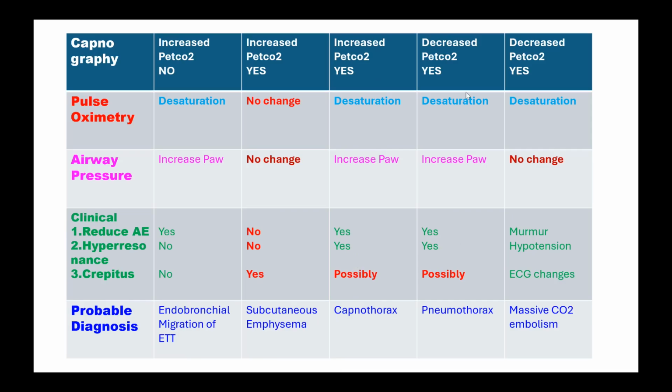If it is a pneumothorax, again there will be decrease in EtCO2. Desaturation will occur. Airway pressure will increase. Air entry will reduce. Hyperresonance will be there, drum-like resonance, and crepitus may happen. Massive CO2 embolism, you will have decreased EtCO2, decreased saturation, no change in airway pressure. That is the most important thing that you have to say for massive CO2 embolism that can happen as soon as you inflate the abdomen. There will be reduced air entry in the form of a murmur, hypotension, and ECG changes will happen.